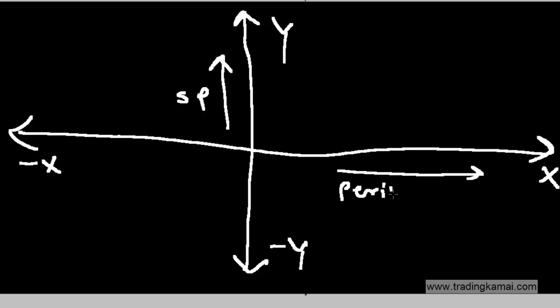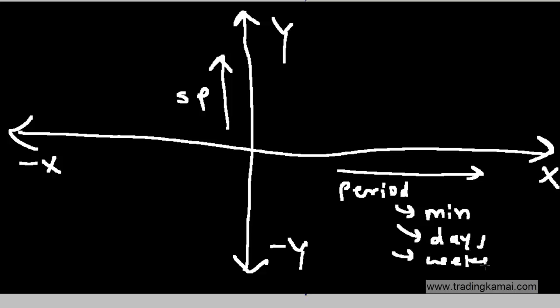Now this period can be minutes, seconds, days, weeks, or years. It really depends on what you are looking for. So in other words, if you want to visualize a trend, you need to draw a graph which is stock price versus period. Now there are three kinds of trends in the stock market: an uptrend, a downtrend, and sideways. So let's discuss it in more detail.